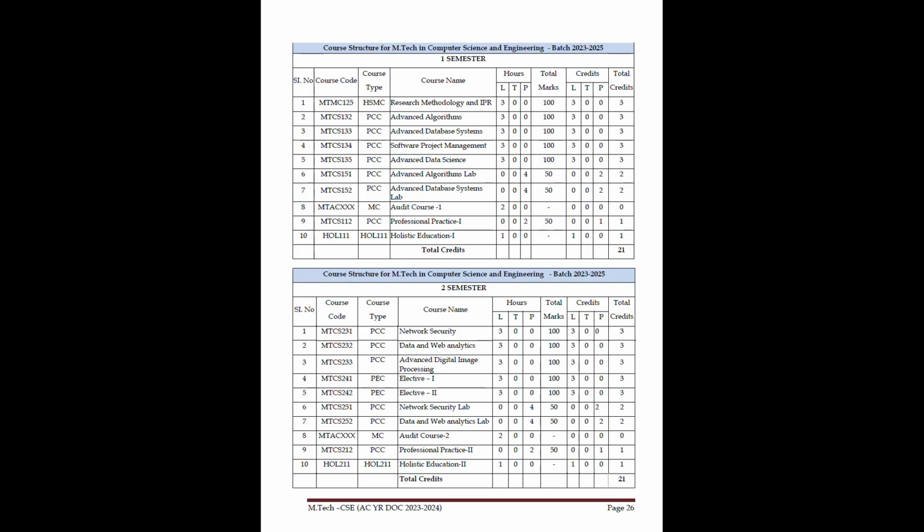We have audit course 1, professional practice 1, and holistic education 1. Professional practice is important, and holistic education is important. It's important to take holistic education, and it will be tested out of 50 marks. It carries 1 credit. Professional practice teaches you about teaching skills, laboratory skills, and research skills. It also carries 1 credit.